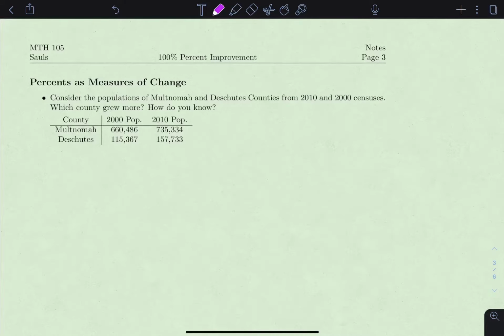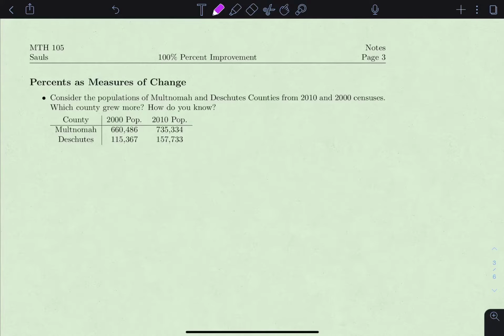Alright, welcome. This is the third video in the percents notes. In this video, we're going to talk about percents as a measure of change, as opposed to measuring a fraction of the whole. So our examples are still going to regard populations of counties in Oregon.